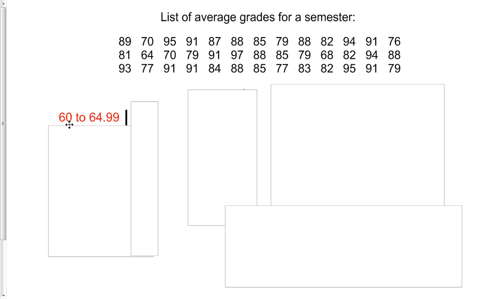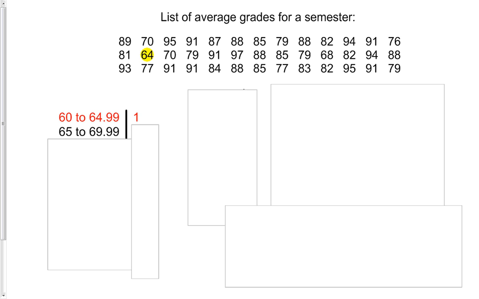So for example, let's decide that 60 to just under 65 is going to be one chunk. How many numbers fit in there? Well, let's take a look. Looking for our numbers in the low 60s. There's one in the high 60s there. We have a 64. Okay, that's the only one. So we're going to have one of those.